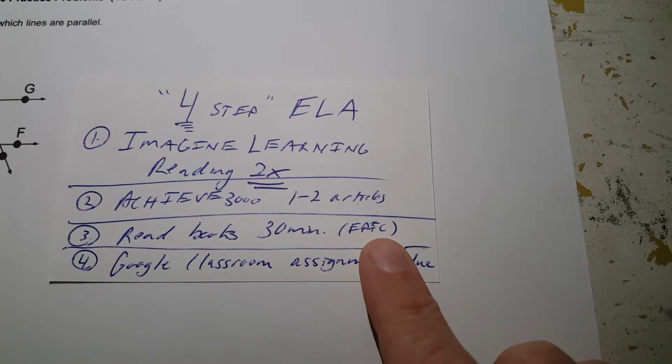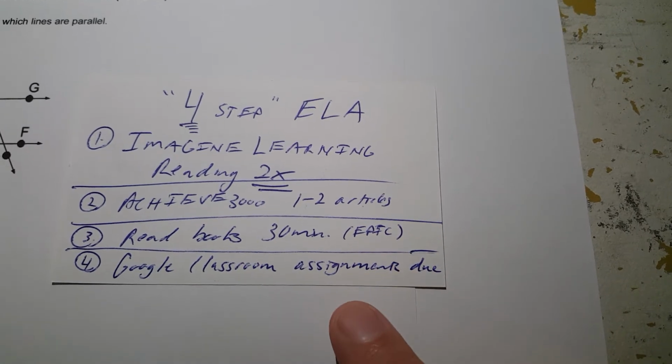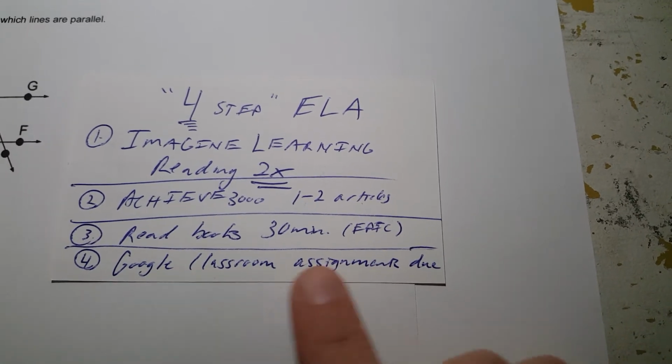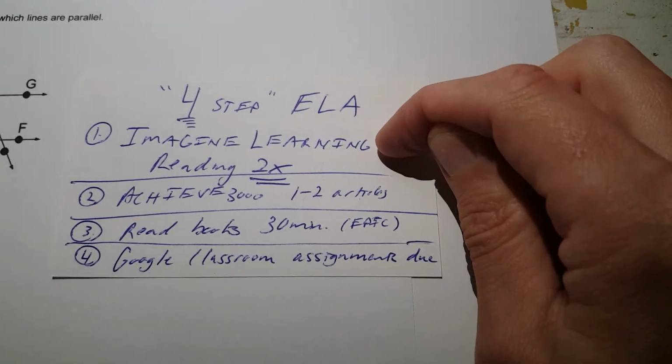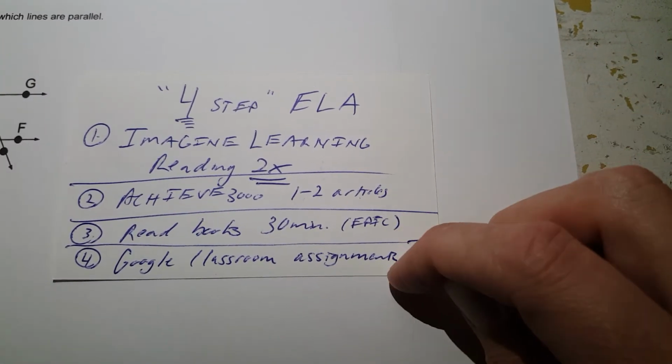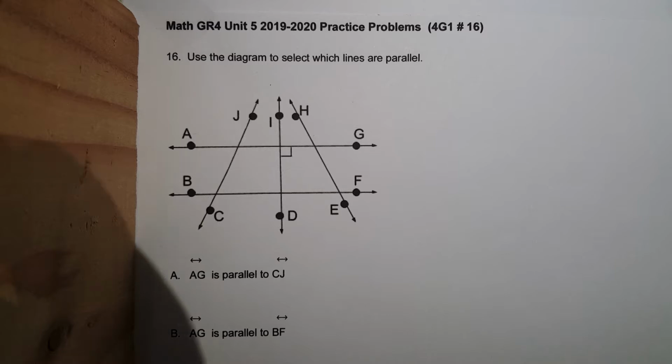Always go in, read books on Epic. I do prefer just old school library books. My son loves reading those too. And then last but not least, check the Google Class assignments. But this is priority for me, going in this format: first, second, third, fourth. All right, let's wrap up math for the year, okay?